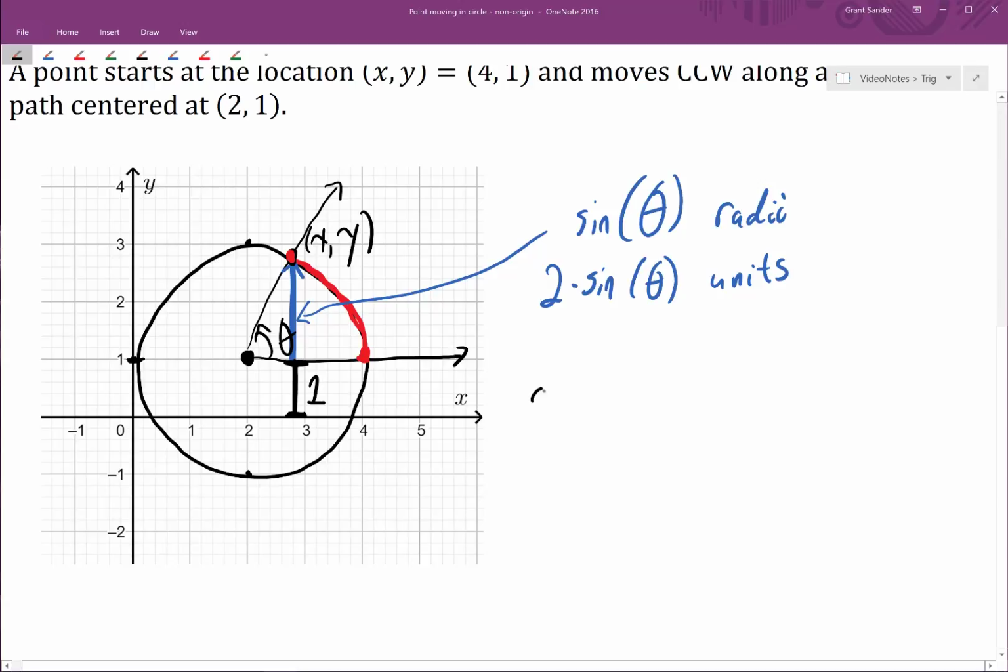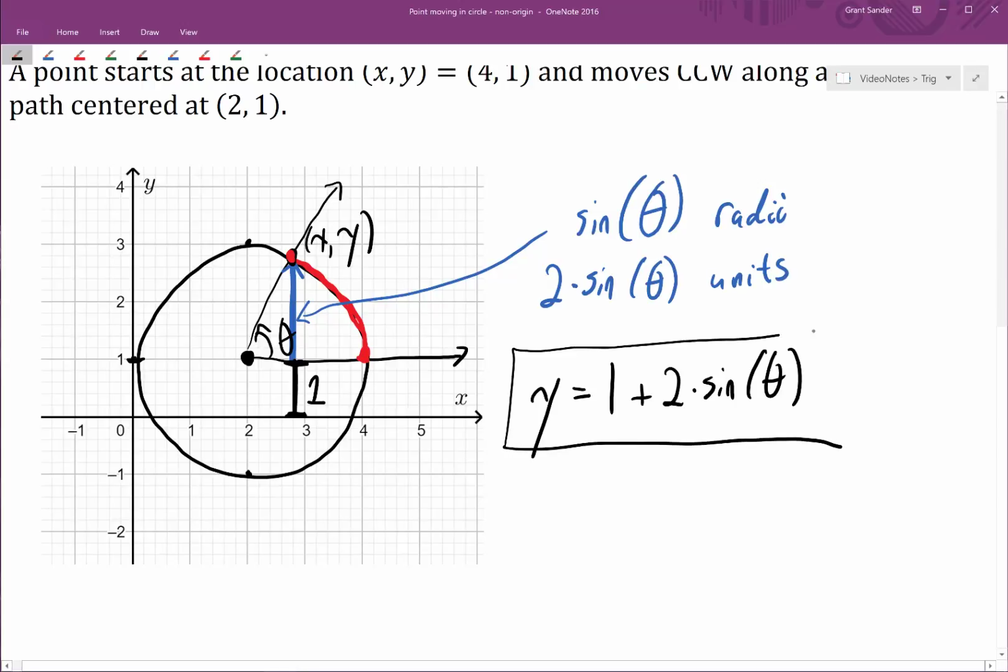So if we wanted to talk about the y-coordinate, we need to start with the 1 unit, and then we add on the 2 times sine of theta units to get the terminal point's distance above the x-axis. And therefore, y will be equal to 1 plus 2 times sine of theta. As theta varies, y will vary accordingly, and this formula always holds true.